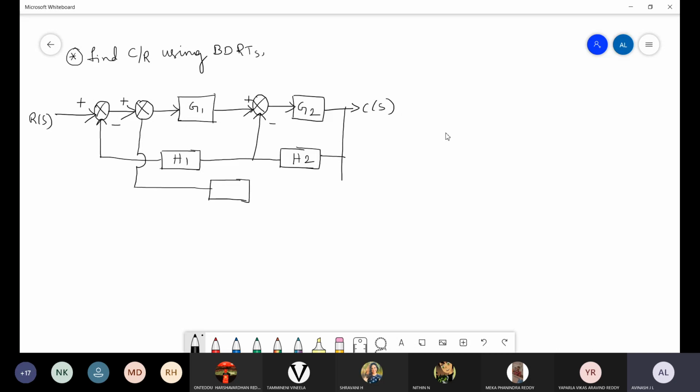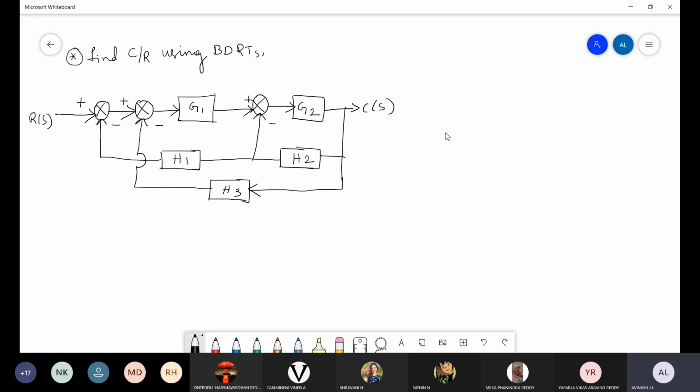So you can take this particular question, all of you. So here it is H3. It will be with minus in the feedback. Okay. So very simple diagram. It is having only 3 summing points, 2 forward blocks, and 3 feedback blocks.